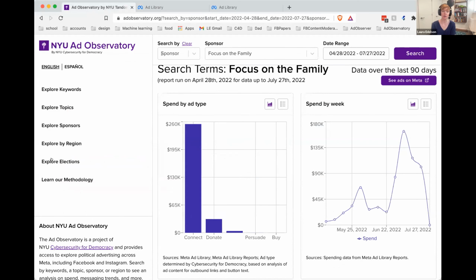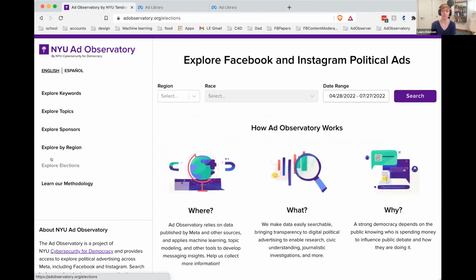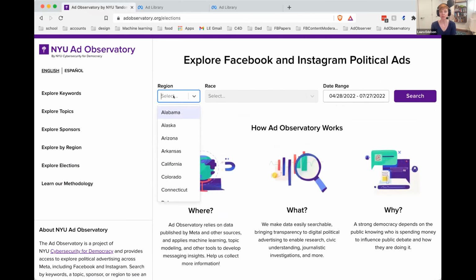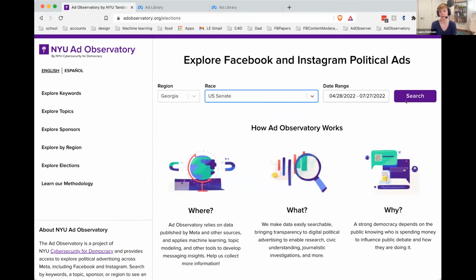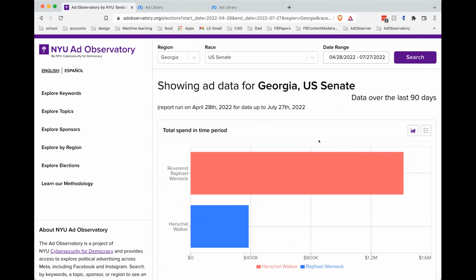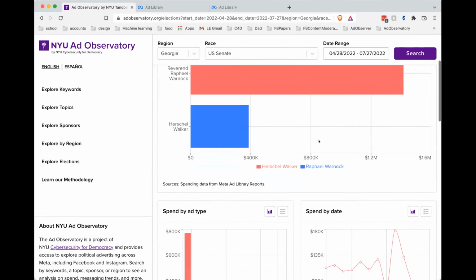The last thing that I wanted to show you was our election view. I would caution you that a lot of primaries either have just happened or are about to happen, so not all races have clean two candidates quite yet. But if we look at a race that I think is fairly clean right now, the Georgia Senate race is pretty important.